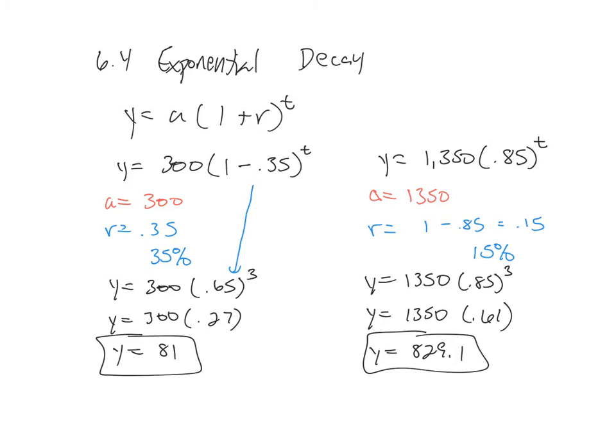So all your answers today, if you do them correctly, will be smaller than that initial number. We had 300 at the beginning, and then it went all the way down to 81, and this one was 1,350, and then went down to 829. The first one went down by a lot more because the rate, 35%, is a lot higher than 15%. So it'll go down, just not as fast.